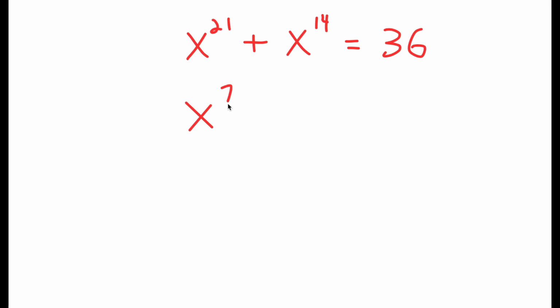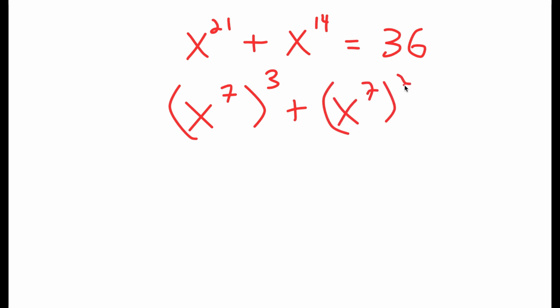Alright, so in this video, I'm going to solve the equation x to the power of 21 plus x to the power of 14 is equal to 36. To solve this equation, I'm going to first rewrite this as x to the power of 7 to the power of 3 plus x to the power of 7 to the power of 2 is equal to 36.